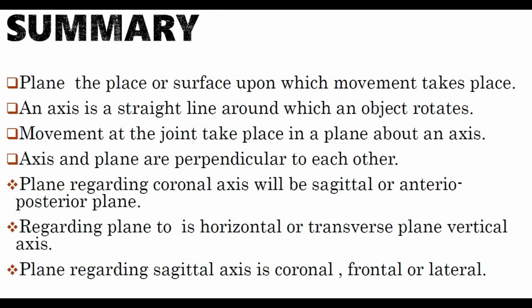The summary of this is, the plane is the surface upon which or along which the movement takes place. Okay. Then axis is a straight line about which an object or the body part rotates. Okay. The movement of the joint takes place along the plane about an axis. Okay. Axis and planes are perpendicular to each other. The plane regarding coronal axis will be sagittal plane. The plane regarding vertical axis is horizontal or transverse plane. Then the plane regarding the sagittal axis is coronal, frontal or lateral. Thank you.